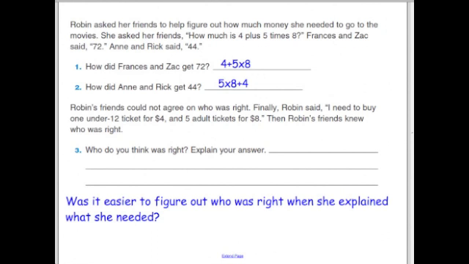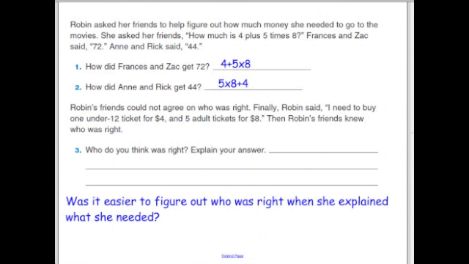So, after watching that video, we can see how Francis and Zach got 72. They took 4 plus 5, which was 9, and then they times that by 8 to get 72. Now, when you thought, how did Ann and Rick get 44? They took 5 times 8, which is 40, and then added 4, which gave them 44.